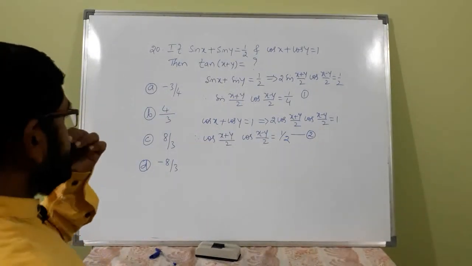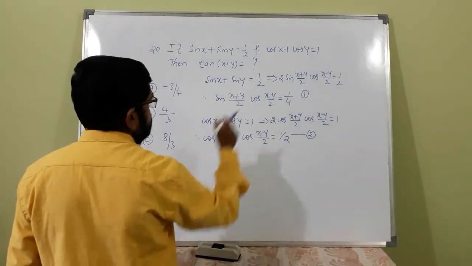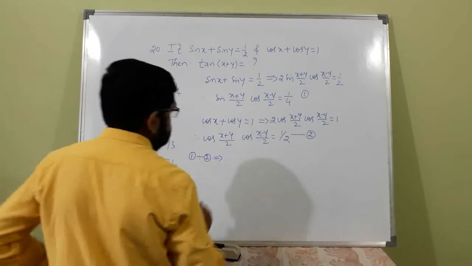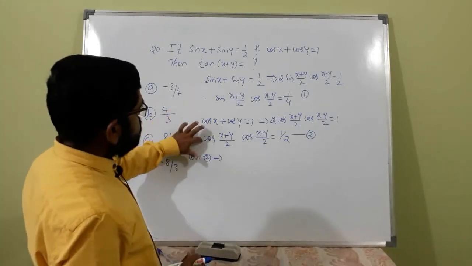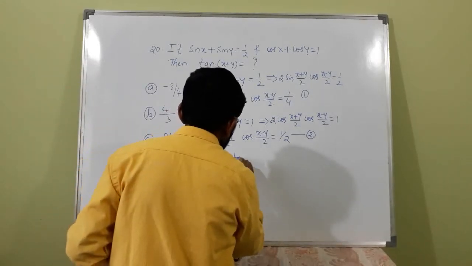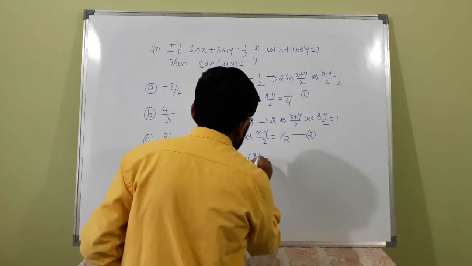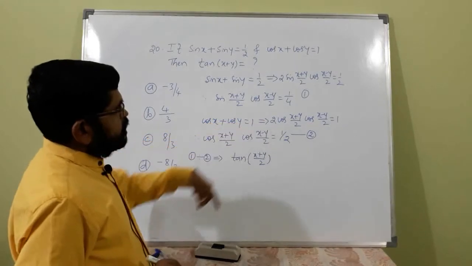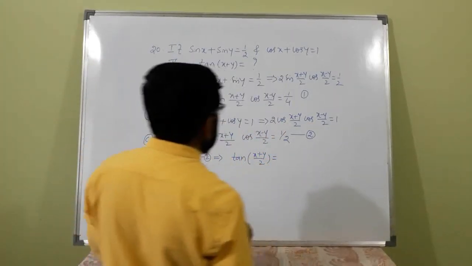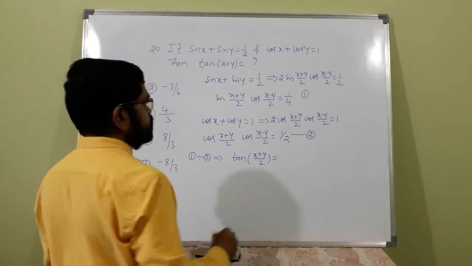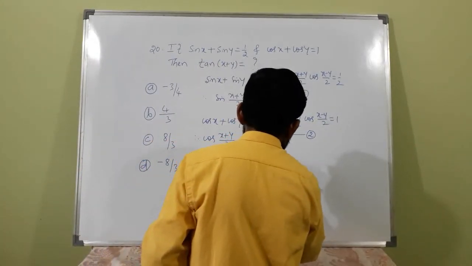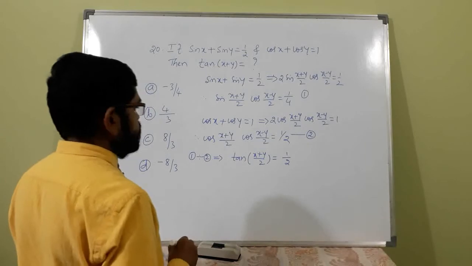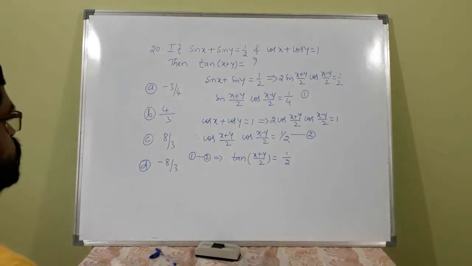If you divide 1 by 2, because two similar terms are there, you divide this by this, so tan((x plus y)/2) remains, and cos((x minus y)/2) gets cancelled. This is equal to 1 by 4 divided by 1 by 2, that is 1 by 2. 2 goes to the numerator, 2 by 4. See, tan((x plus y)/2) is equal to half.